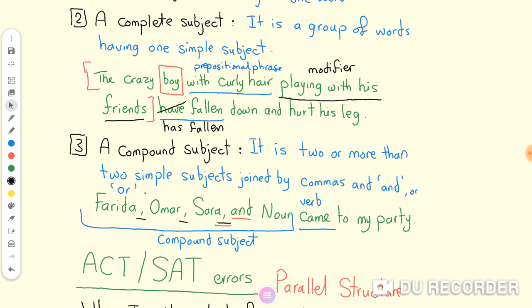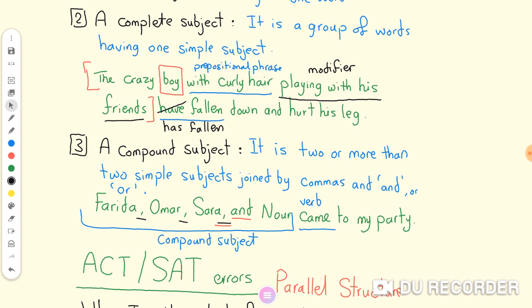So where is the simple subject here? Number one, find the verb. The verb here is "have fallen." So who have fallen? The subject here is the crazy boy with curly hair playing with his friends. All of this is the complete subject. But I need to determine which word is the simple subject. As I told you before, if a complete subject has a prepositional phrase like "with curly hair," the simple subject comes before the prepositional phrase: boy.